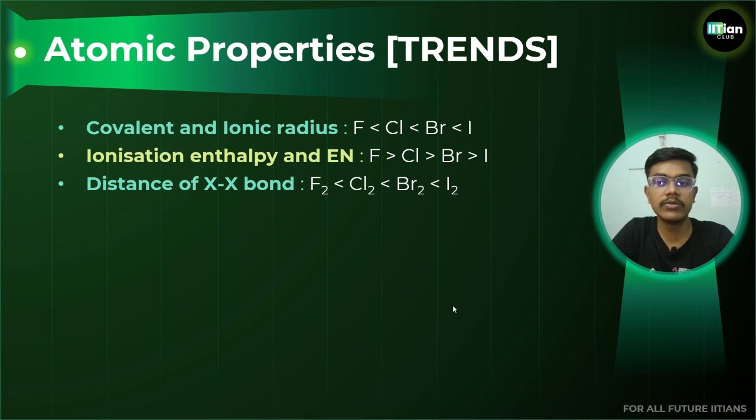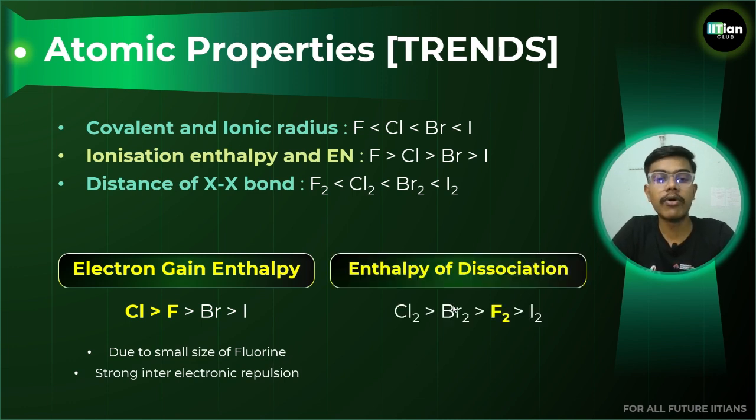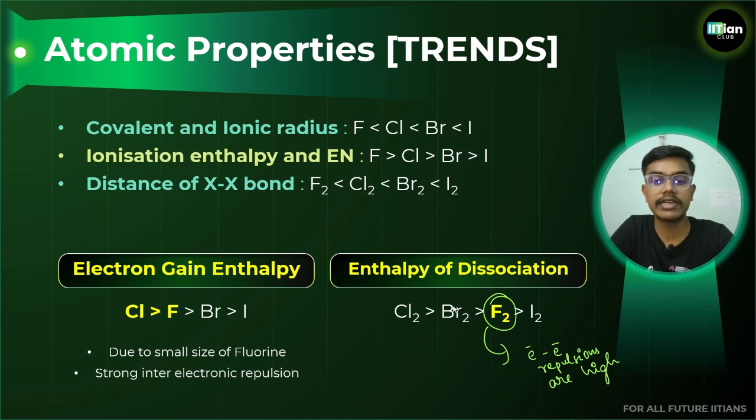As we move down the group, the distance between the X-X bond increases as the size of the elements increases down the group. Iodine size is very big, so the bond between them is also longer. Speaking about the electron gain enthalpy, it is the highest for chlorine and not for fluorine due to the small size and strong inter-electronic repulsions in fluorine. Usually, the bond dissociation enthalpy decreases down the group, but it is a bit low for fluorine because of the inter-electronic repulsions present in fluorine. So the bond is a little bit weak and hence it is easy to dissociate.